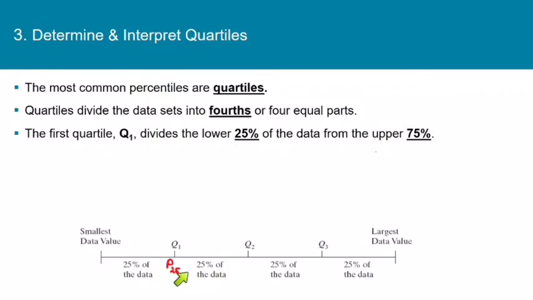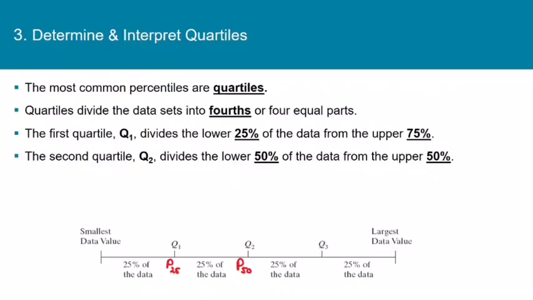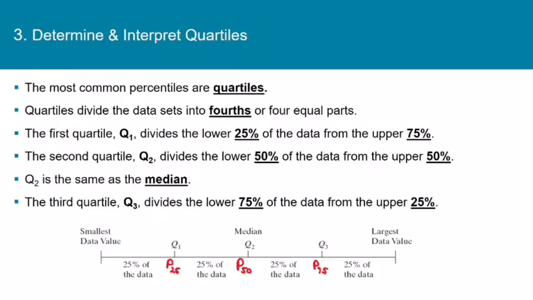And then notice that we have 25% more of the data, and then we encounter Q2. So Q2 divides the lower 50% of the data from the upper 50%. And therefore the second quartile is the same as the 50th percentile, and these are both the same as what we've already been referring to as the median. And now the third quartile divides the lower 75% of the data from the upper 25%. So the third quartile is equivalent to the 75th percentile. Notice that the middle 50% of the data would have to be between Q1 and Q3.